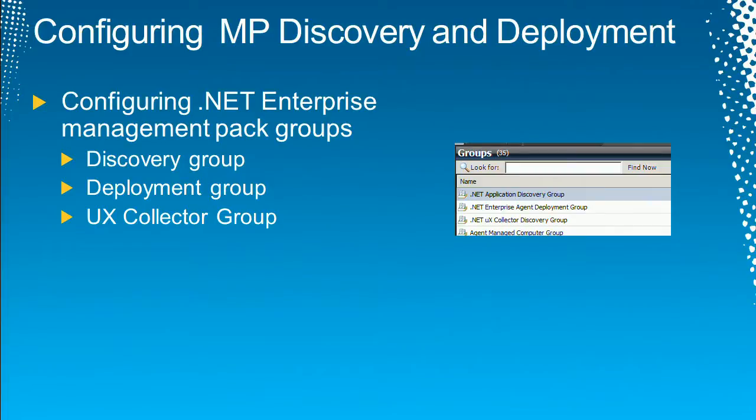Deployment group, self-explanatory. When we actually go to push an agent, only computers in that group will get the push. So again, probably 10 times out of 10, you're going to put the same computers in the discovery group as the deployment group. And then the last group is the UX collector group, and I'll let Sean talk about that a little bit more when we talk about the end user monitoring piece.